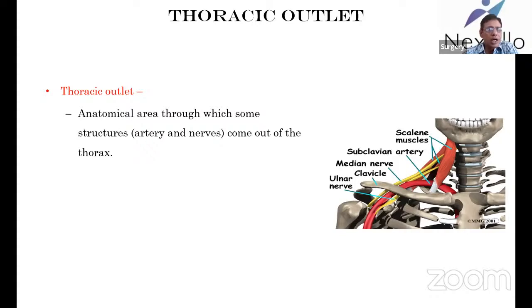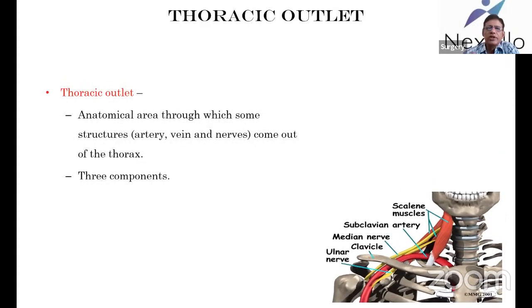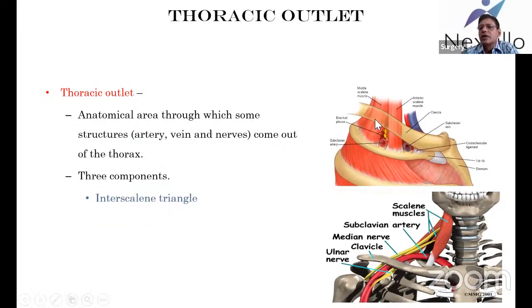Now, this thoracic outlet in itself can be divided into three functional areas. The first of these three functional areas, or components of the thoracic outlet, is the interscalene triangle. As Dr. Mohsin told us, this is the scalenus anticus, or the anterior scalene muscle, which is going to the first rib, and this is our middle scalene muscle, which is once again inserting on the first rib. And down here we have our first rib. This triangle that has formed over here is known as the interscalene triangle.